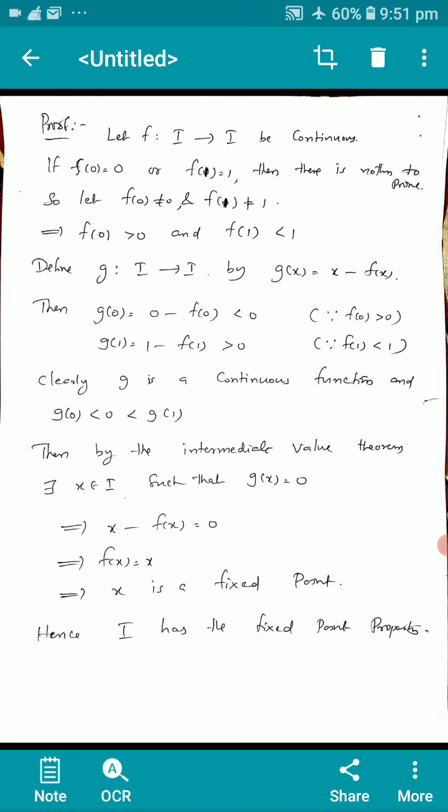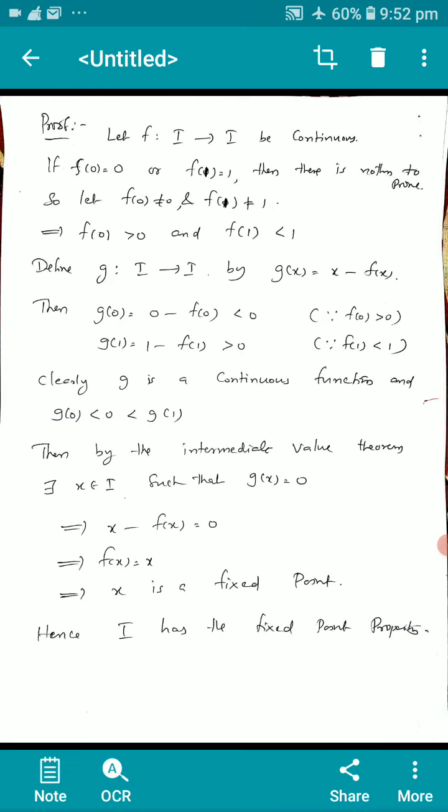We define a new function g from I to I by g of x equals x minus f of x. Then what will be g of 0? It is 0 minus f of 0, which is less than 0 because f of 0 is greater than 0. G of 1 is 1 minus f of 1, which is greater than 0 because f of 1 is less than 1. Clearly, g is a continuous function and g of 0 is less than 0, which is less than g of 1.